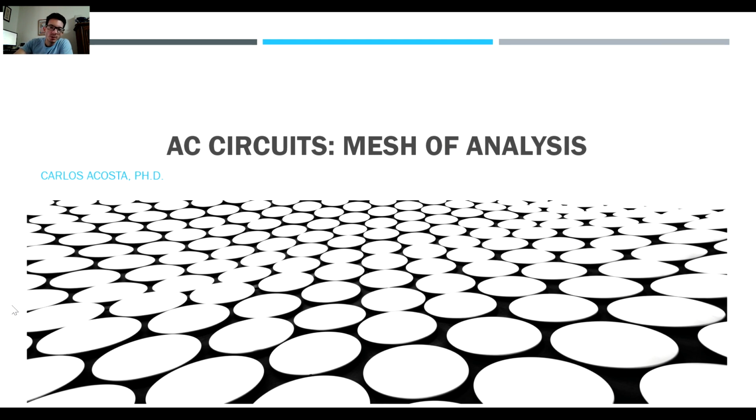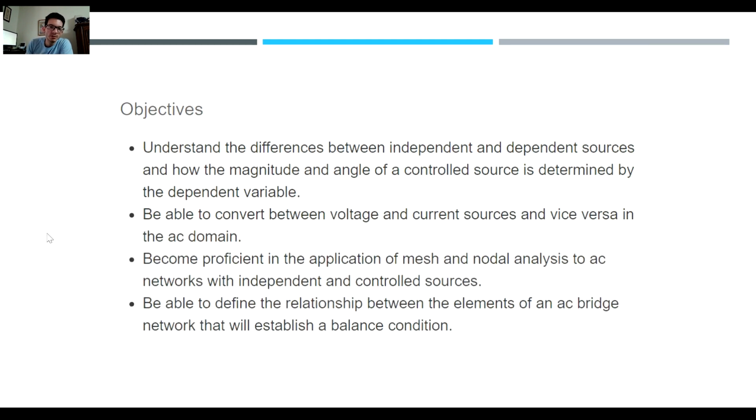So the objectives are to conceptualize the differences between the independent and dependent sources for different networks, and be able to convert between them. So how to take a voltage source to a current source and from a current source to a voltage source. We want to be able to do the application of meshes to study the performance of the circuit. And next time we're going to study another approach, which is going to be the nodal analysis, which is applying Kirchhoff's law.